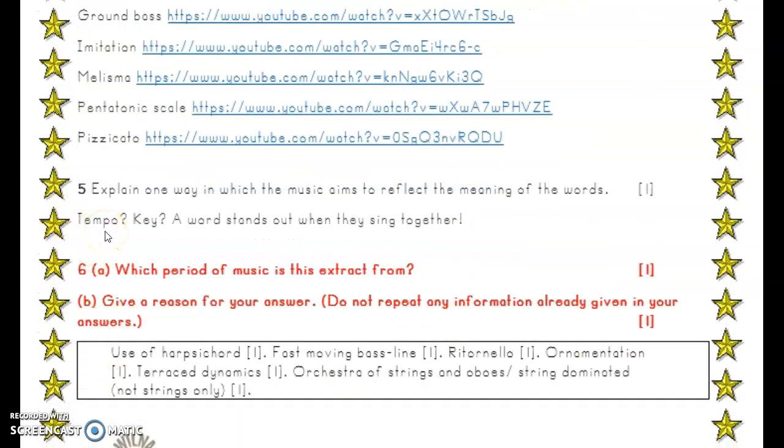It's a major key, so it's happy. Okay, the tempo is fast. And then they sing together on the word "we". I hear the harpsichord. I have a fast moving bass line. It's ritornello. Ornamentation used. Terrace dynamics are heard. And the orchestra of strings and oboes. Not only strings, we have more than just strings there.